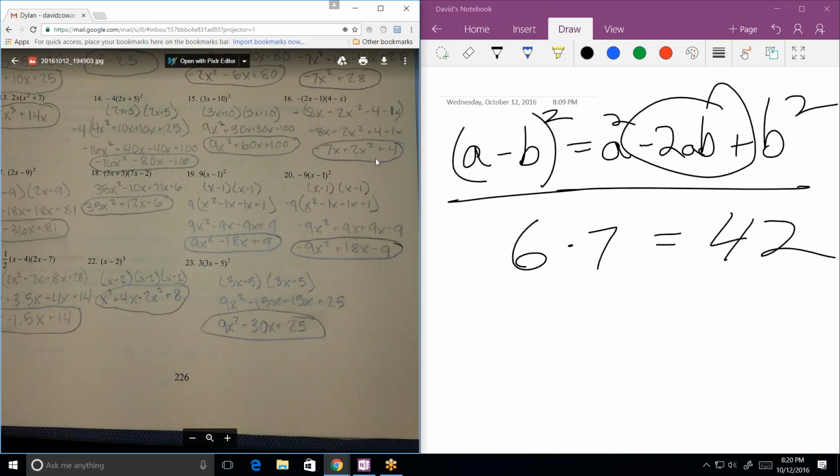Your final answer here should have the x squared first. Whenever you're writing a polynomial as an answer, always put the highest degree first, and the next highest degree next, and so forth and so on. Okay. So the final answer would be 2x squared minus 7x plus 4.